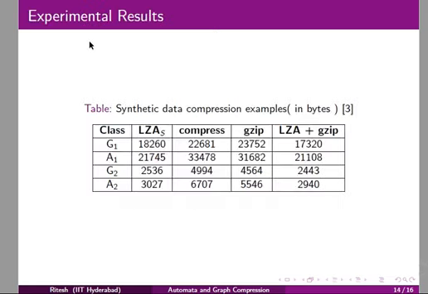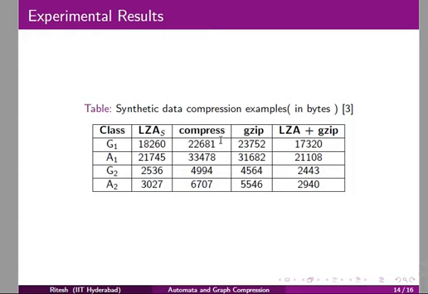So we have experimental results. This is the class of the data G1, A1, G2, A2, and for the same amount of data we are performing LZS. This is the advanced one we are using, and this is compress, a unique compress command which is used in the Unix operating system. This is nothing but LZ78, and gzip is Lempel-Ziv with Huffman coding, and this is LZ plus gzip. So for the same amount of data we will perform this.